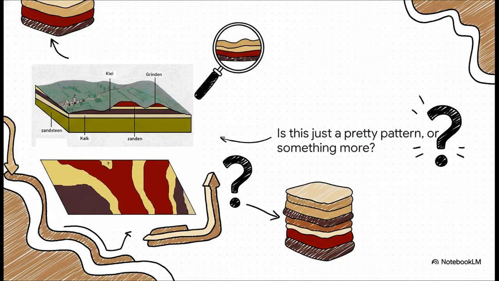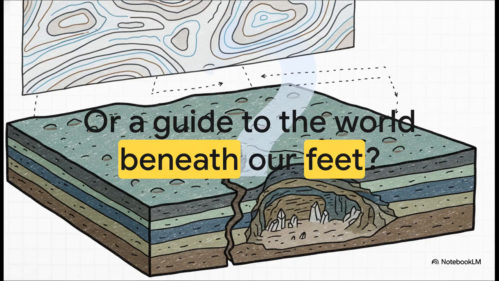I mean, at first glance, what is this? It's just a bunch of colorful, wavy bands. It's flat, it's cryptic, and yeah, that question mark kind of says it all. Is this just some random pretty design? Or is it something way more profound? Could this flat pattern actually be a guide to the massive, three-dimensional world that exists right under our feet? Let's see if we can turn this 2D puzzle into a 3D reality.